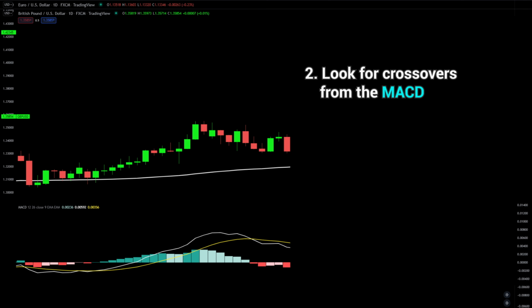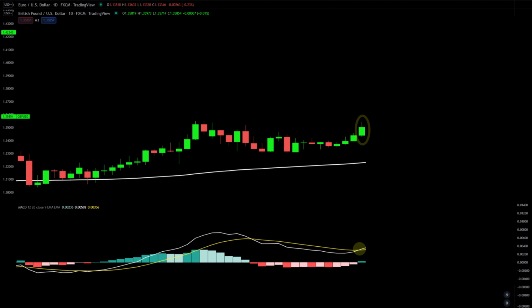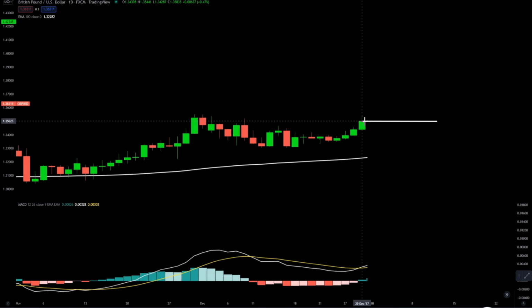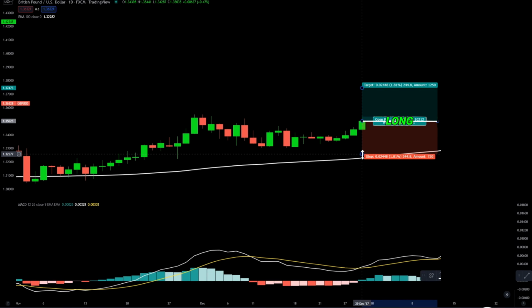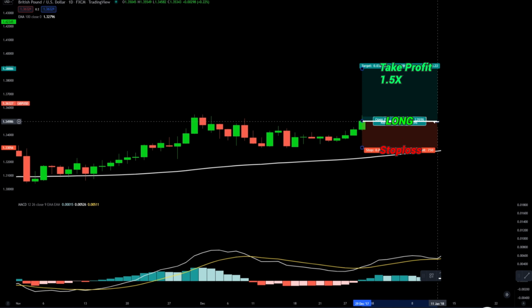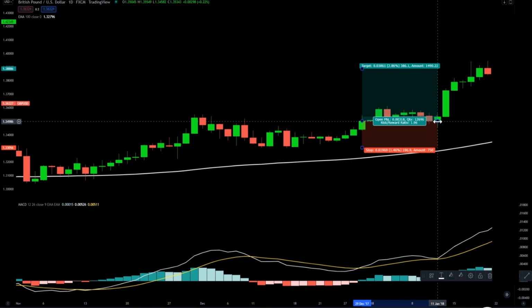So in this particular example, we can see that the long-term trend is up. Meaning we only take signals when the MACD crosses over upwards, and so here's where you want to take a long position. Now for your exit strategy, you can place your stop loss at the nearest swing low, and set your profit target at 1.5 times your stop loss. And as you can see, this trade ended up being profitable. So let's look at another example.